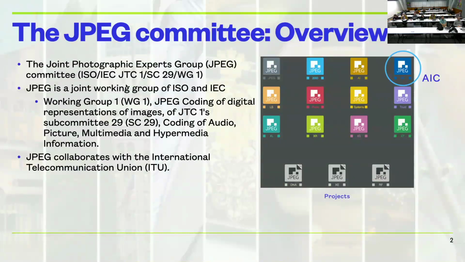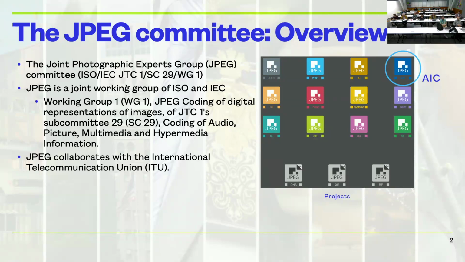So let me first say just a couple of words about JPEG and where we are. When you open up the JPEG page, jpeg.org, you come to this sketch that has all these different JPEG projects, 12 or 13 or so, or 15 at this point. So JPEG cares about JPEG 2000, about JPEG AI, so artificial intelligence-based coding, a new thing, and we are in JPEG AIC on the upper right, the blue logo. So JPEG is a joint working group of ISO and IEC, collaborating with ITU on different standards.